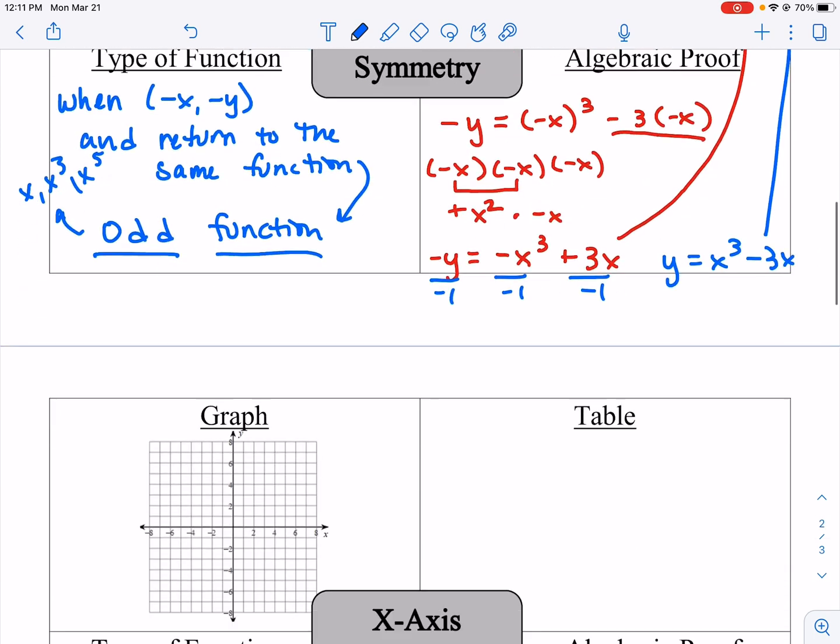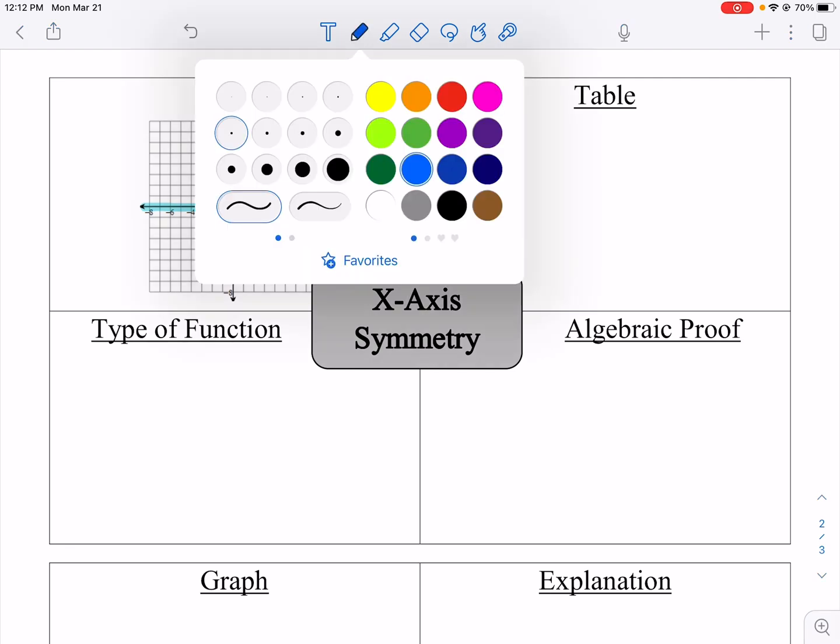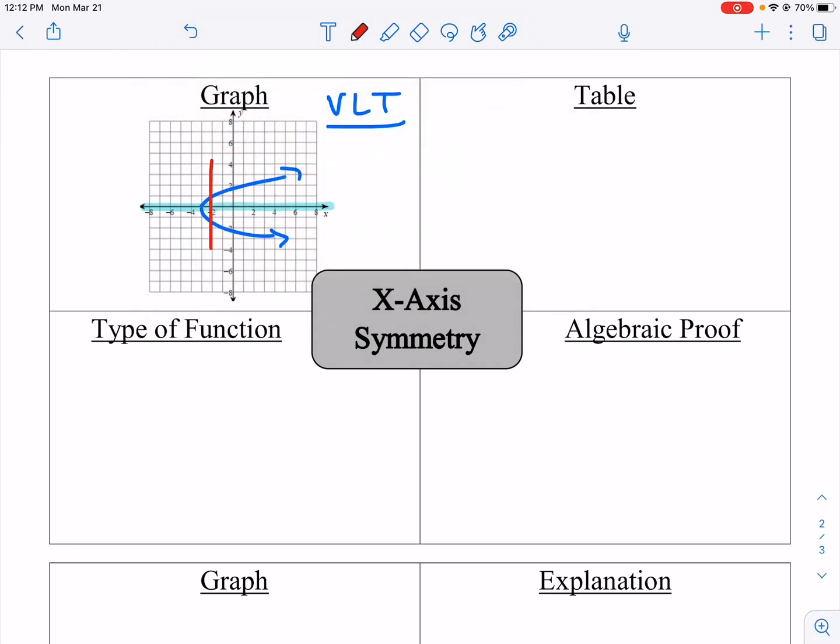All right, there are two types of symmetry left. X-axis symmetry is next. This one is complicated because x-axis symmetry means that this technically isn't a function. So you're looking at something like this. This would be something that is symmetrical across the x-axis, because remember the x-axis runs this way. To be a function, you have to pass the vertical line test, and this breaks it, because the vertical line test states that if I draw a vertical line and I cross the graph twice, that is not a function. It has two outputs for that one input, and this is an example of that.